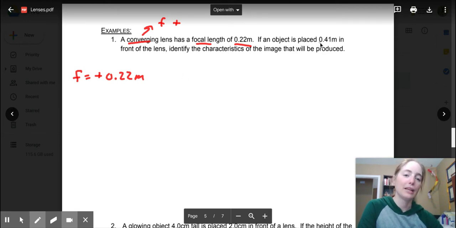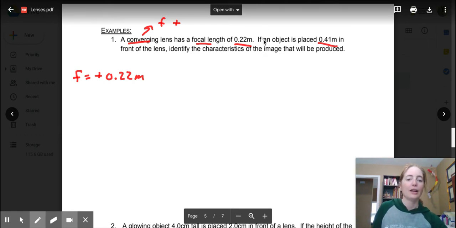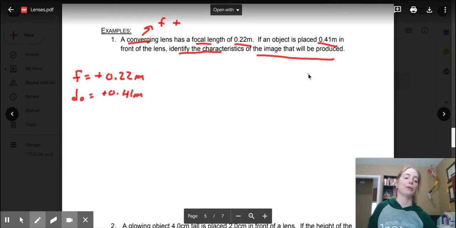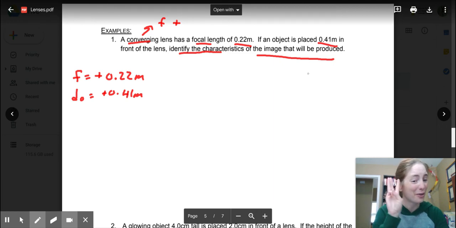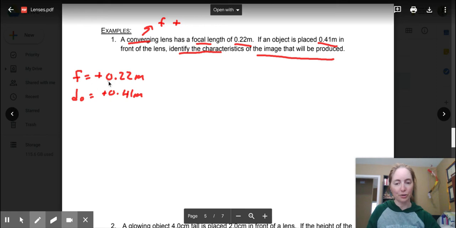If an object is placed 0.41 meters in front of the lens, it is going to be the distance of the object, DO. And ladies and gentlemen, the distance of the object is always positive. And identify the characteristics of the image that will be produced. So we want to see: is it going to be larger or smaller, real or virtual, upright or inverted? So we have to figure out three things about it. We have F and we have our DO.